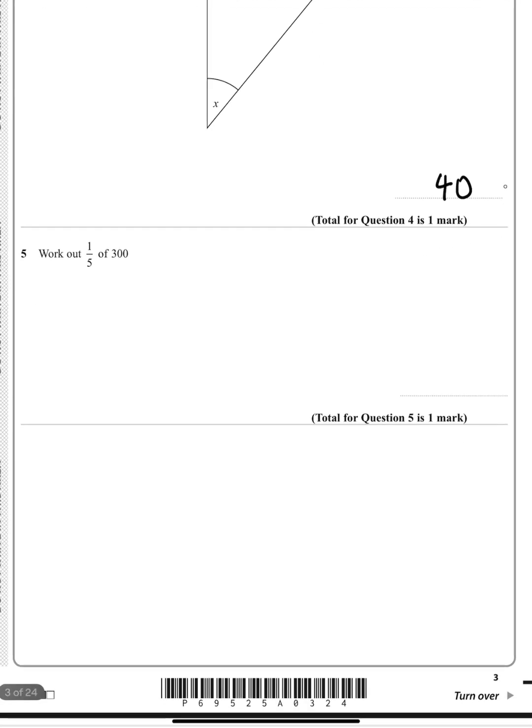Question 5 is to work out 1/5 of 300. So I'm going to divide 300 by 5 and I get 60.